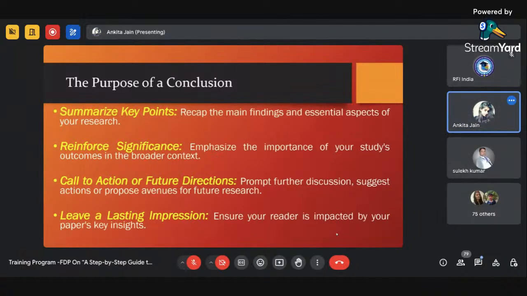Then leave a lasting impression. It means always try to write something which everybody can read and understand what your study has been and why it has taken place. There should also be some takeaways. Basically, people should have some impact in their mind whenever they read this particular conclusion.